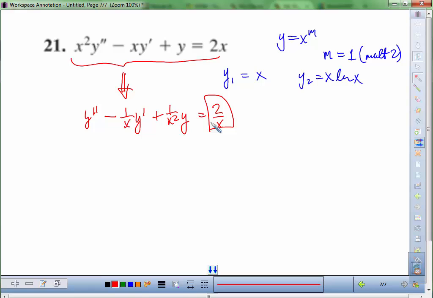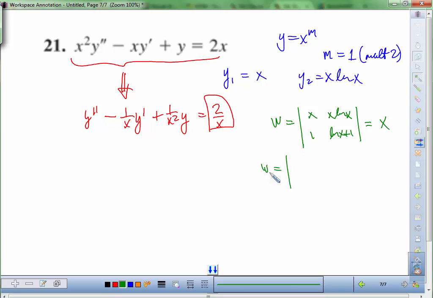So the first Wronskian, it didn't make a difference. The first Wronskian is still the same. We got x ln x, and we got 1, and what is this? It's ln x plus 1. And that's equal to x. So that was still okay. So the only change now is this business where we have to include this g of x function.